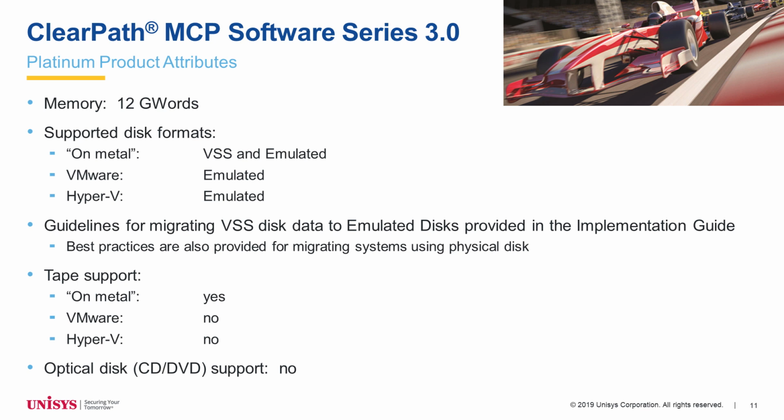Platinum has the availability of 12 gigawords of MCP memory. It's supported on Metal and on VMware and Hyper-V. We now are providing guidelines for migrating your VSS disk data to emulated disks, and that's provided in the implementation guide, and there's a best practices guide that's provided for migrating systems using physical disk.